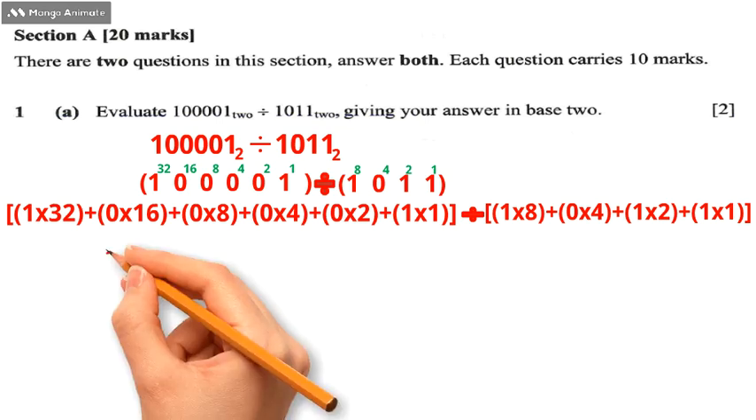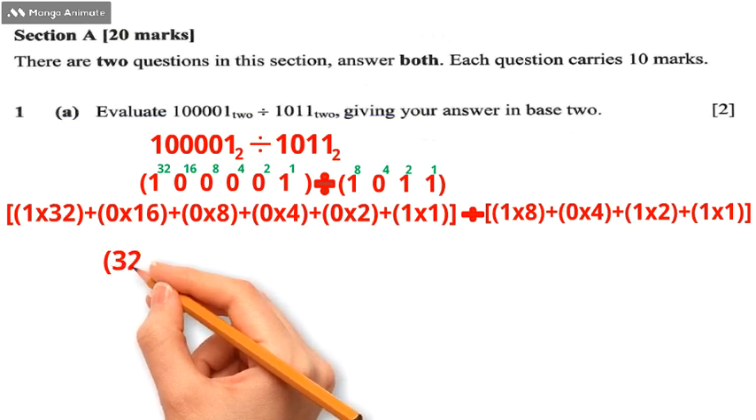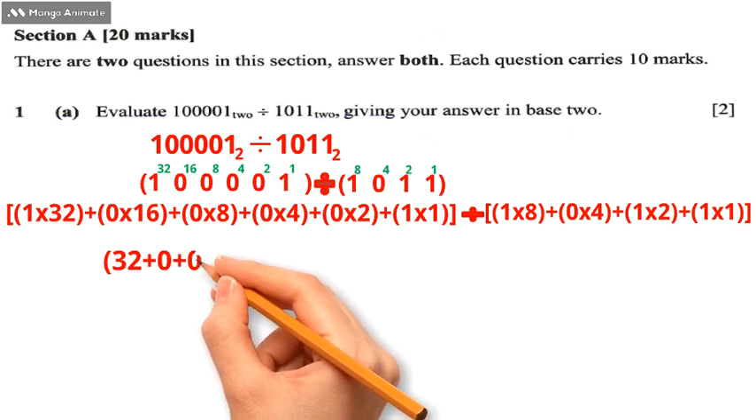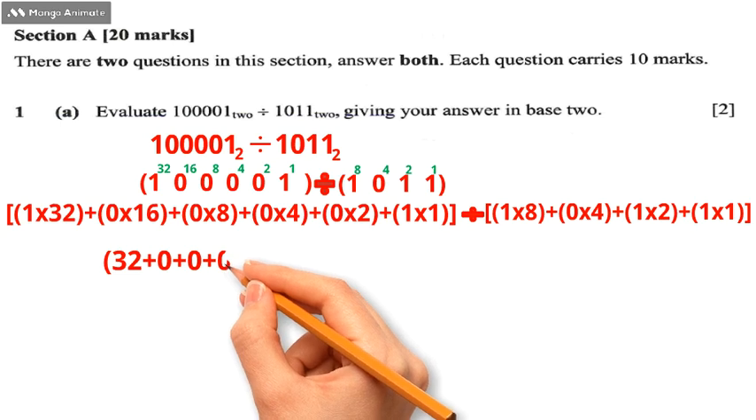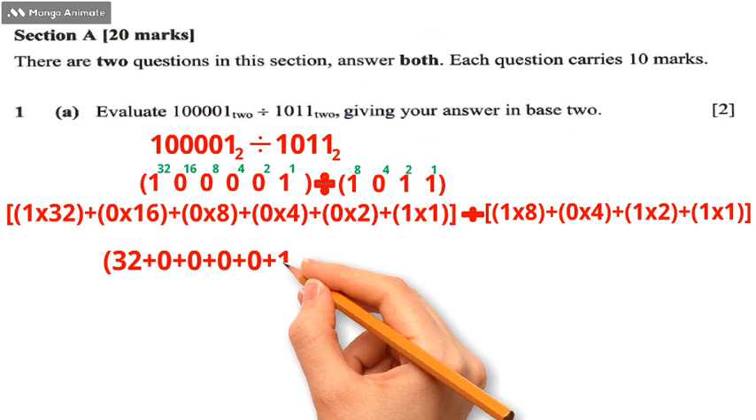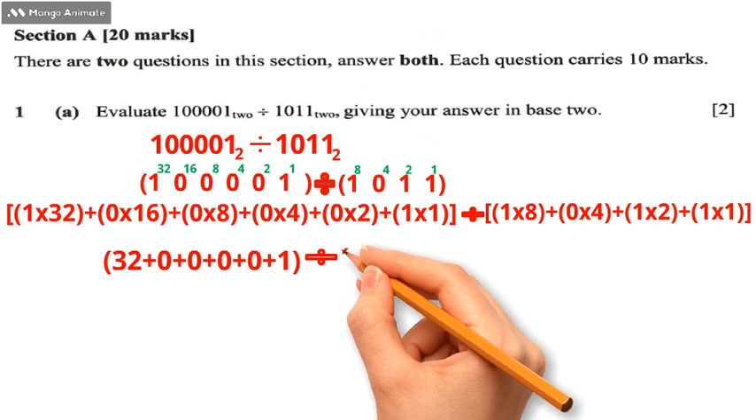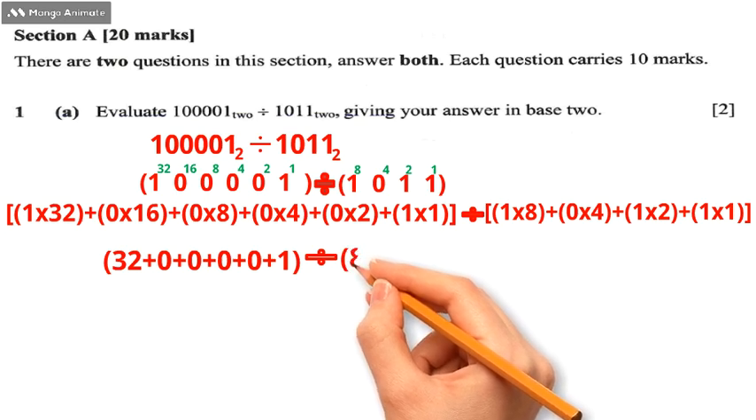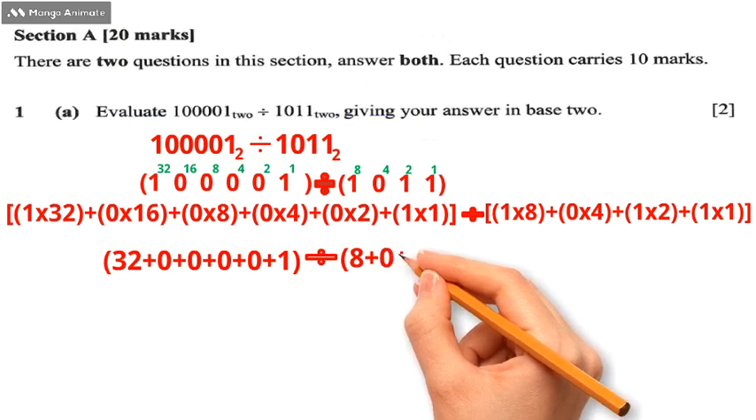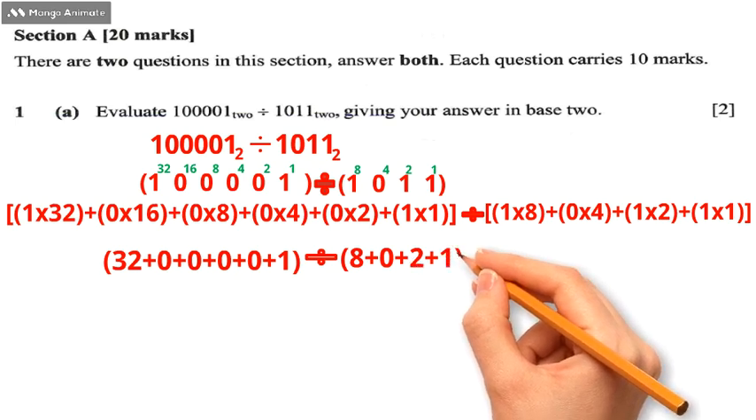Next, we find the products of those numbers. 1 multiplied by 32 gives 32, then 0 multiplied by 16 gives 0, 0 multiplied by 8 gives 0, 0 multiplied by 4 gives 0, 0 multiplied by 2 gives 0, and 1 multiplied by 1 gives 1. Those will be in brackets. For the divisor, 8 multiplied by 1 gives 8, 4 multiplied by 0 gives 0, 1 multiplied by 2 gives 2, and 1 multiplied by 1 gives 1. They are also in brackets.